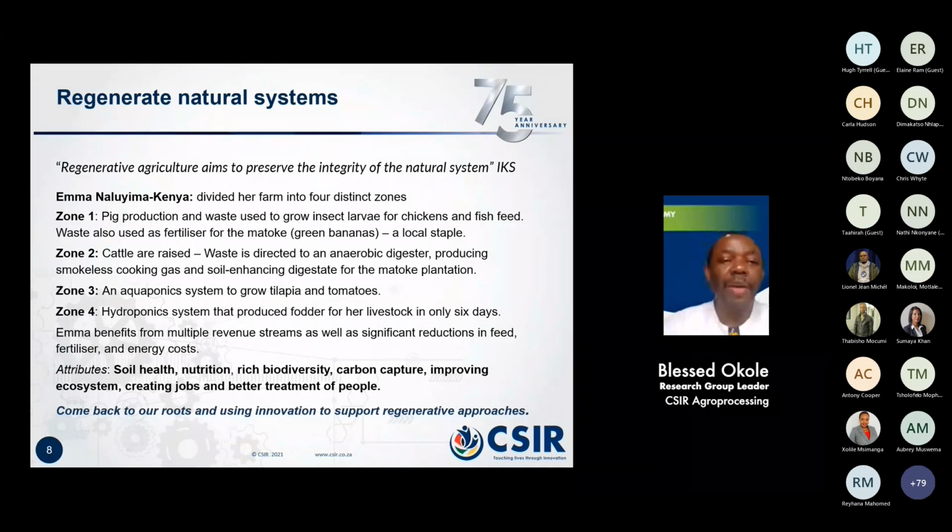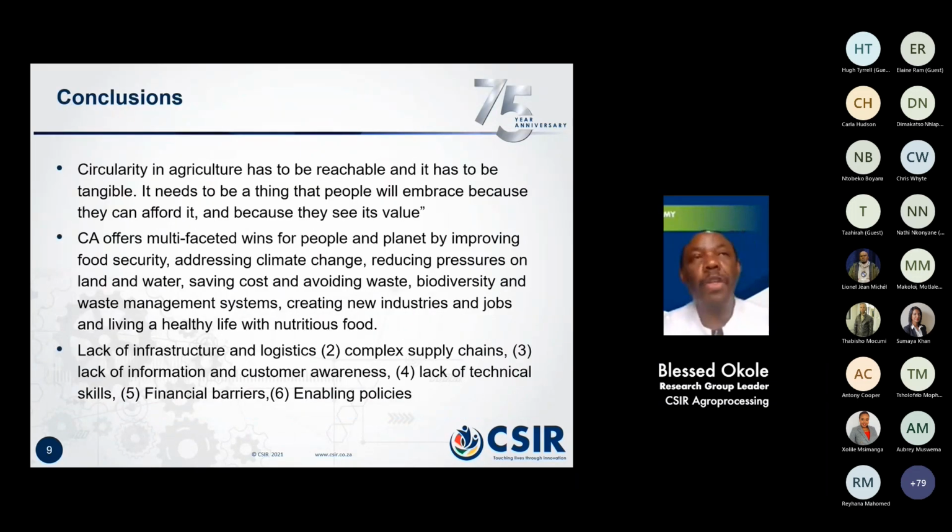To conclude, circularity in agriculture has to be reachable, and it has to be tangible. It needs to be a thing that people will embrace because they can afford it and because they see its value. Circular agriculture offers multifaceted wins for people and planet by improving food security, addressing climate change, reducing pressures on land and water, saving costs, avoiding waste, supporting biodiversity and waste management systems, creating new industries and jobs, and living a healthy life with nutritious food, like I showed what Emma is gaining in Uganda.